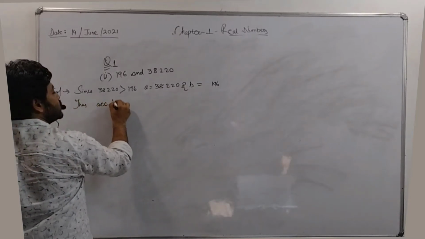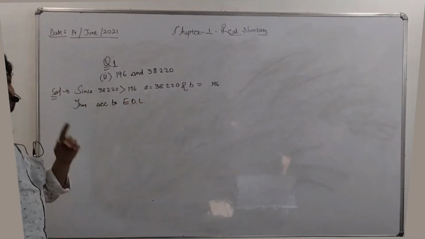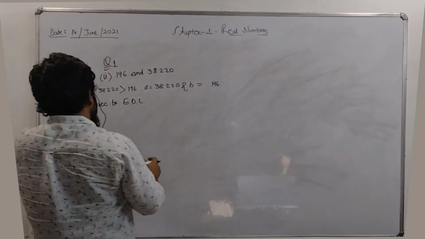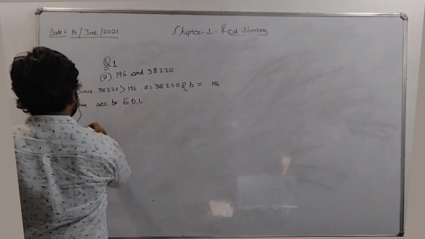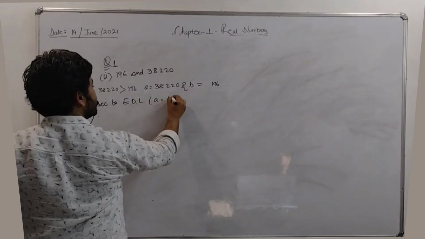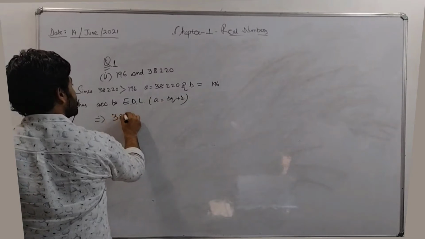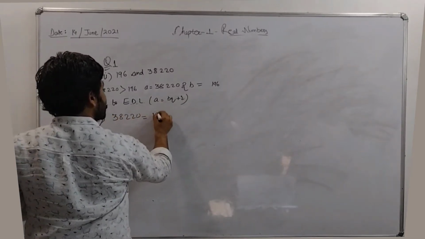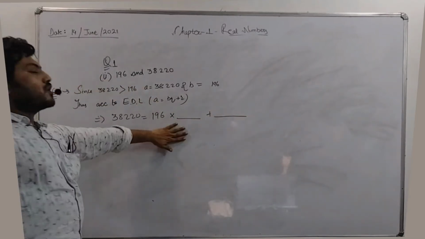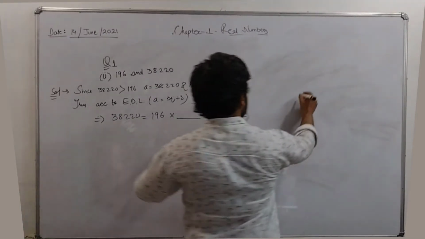Thus, according to Euclid's division lemma, I'm writing in short form. Please do note that you have to write it in the full form. Euclid's division lemma, please don't use the short abbreviation. It's not a good thing. So we have A is equal to BQ plus R. So what we have here, 38220 is equal to 196 into dash plus dash. So what will come over here? When you see the division, you can do it in an even simpler way here.